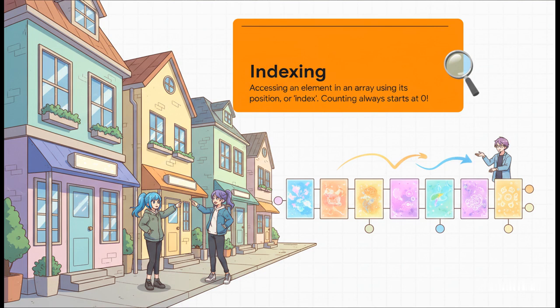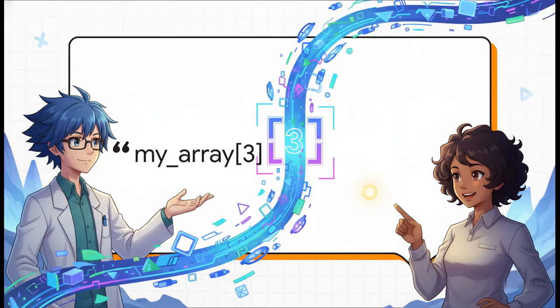But here is the number one most important rule you have to burn into your brain. We always start counting from 0. Not 1, 0. And the way you do it? It's so simple. You just take the name of your array, add some square brackets, and pop the index you want right inside. That's literally it. This is your key to the kingdom for grabbing any single piece of data.